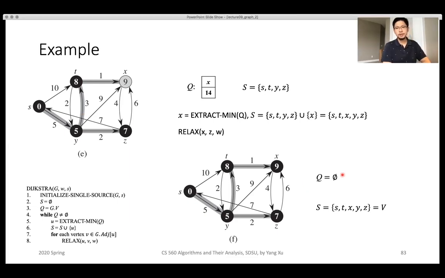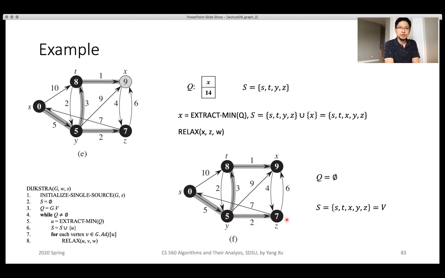When the minimum priority queue becomes empty, the while loop will terminate, and the resulting highlighted edges indicate the shortest-paths tree, and the numbers indicate the shortest path weights for all the vertices. So that's basically how Dijkstra's algorithm runs.